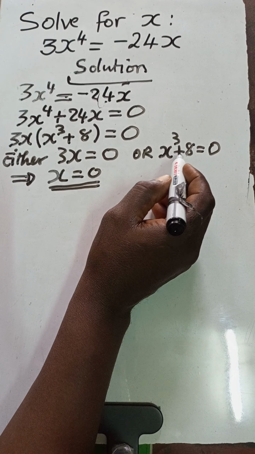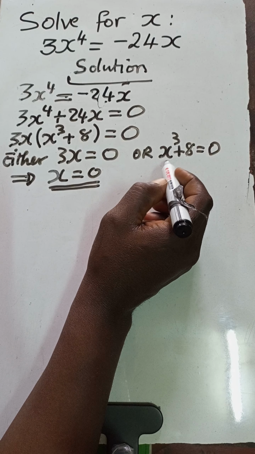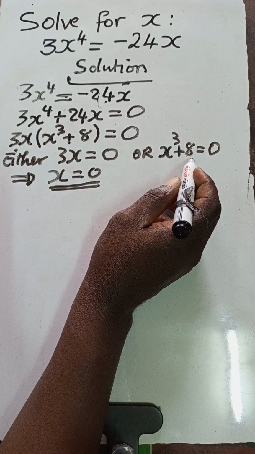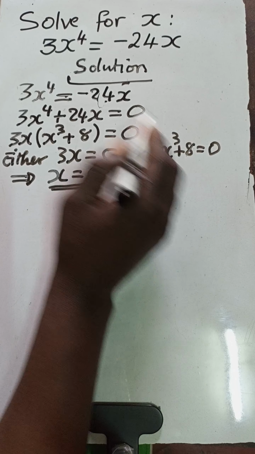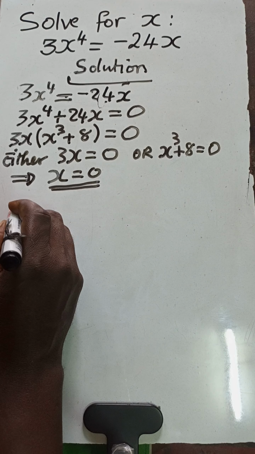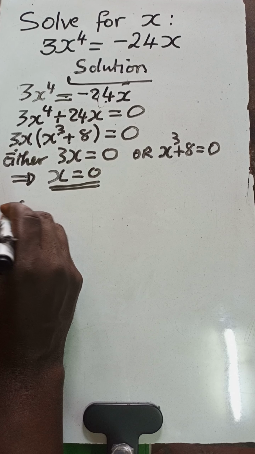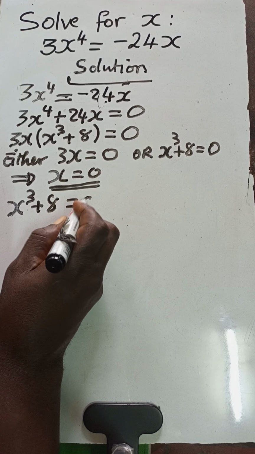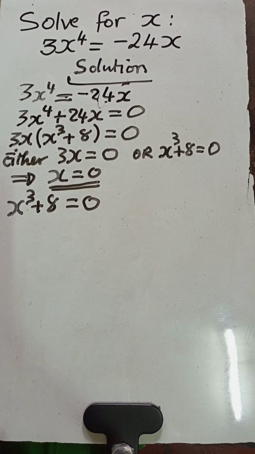So the next 3 solutions will come from this polynomial of degree 3. We have to solve the polynomial of degree 3 to have the remaining 3 solutions to complete the 4 solutions that we expect. So we have to solve this equation. So we'll now take x cubed plus 8 equals 0 to solve.